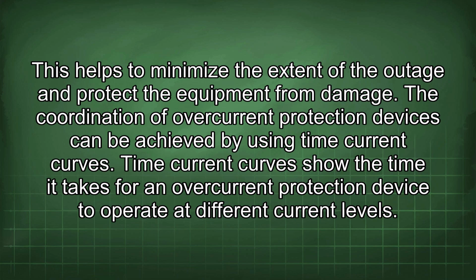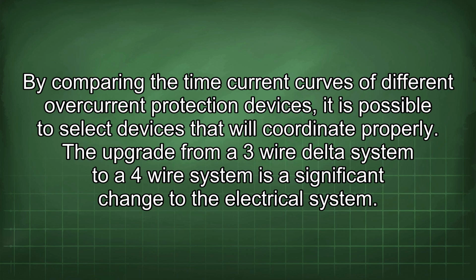The coordination of overcurrent protection devices can be achieved by using time current curves. Time current curves show the time it takes for an overcurrent protection device to operate at different current levels. By comparing the time current curves of different overcurrent protection devices, it is possible to select devices that will coordinate properly.